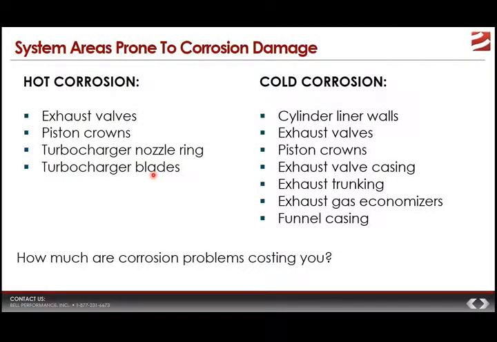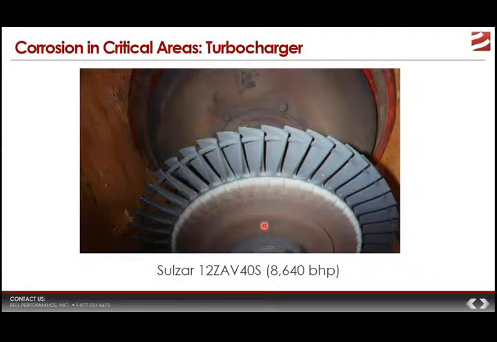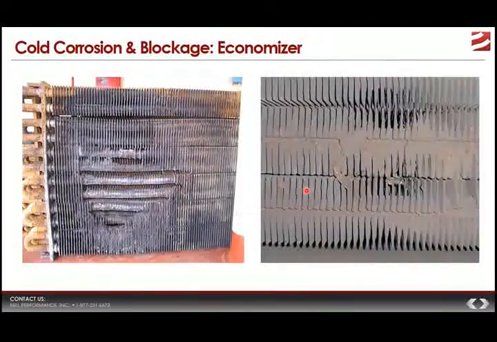And then cold corrosion tends to happen on cylinder liner walls and exhaust valves. It can happen also on piston crowns, and in areas of the exhaust system like exhaust valve casings, trunking, gas economizers, and funnel casings. So hot and cold corrosion will both target specific areas of that engine system. This is a turbocharger that has been corroded over time. You can see corrosion damage all around in this area, and eventually, replacing a turbocharger is probably the exact opposite definition of cheap. This is a pretty extreme example of cold corrosion and deposit blockage that happened on an economizer.